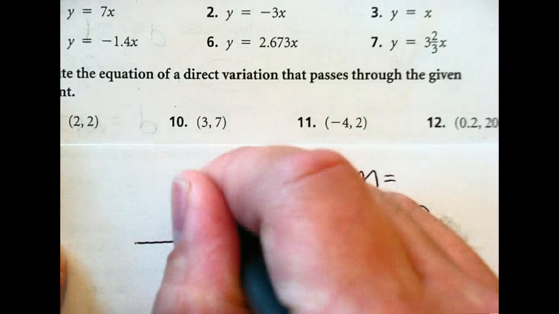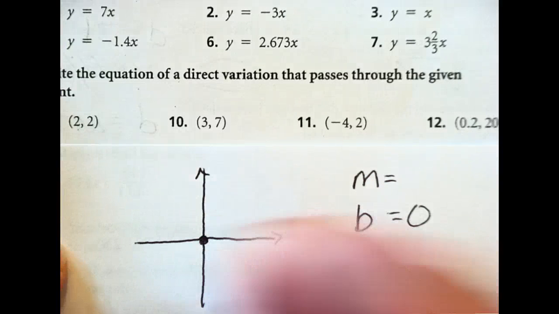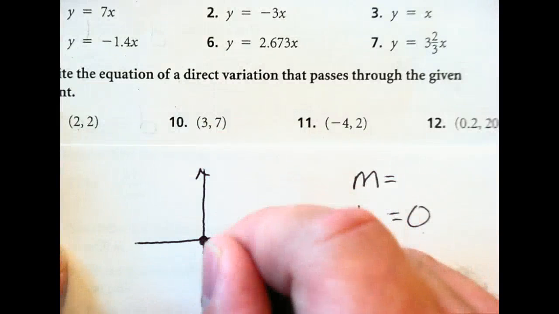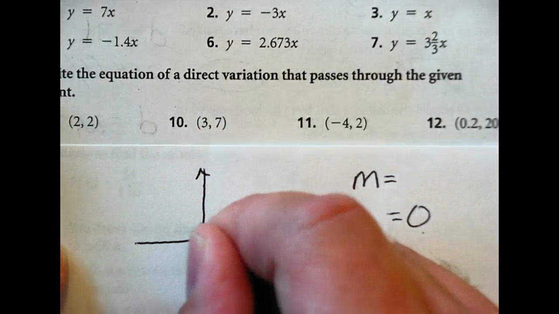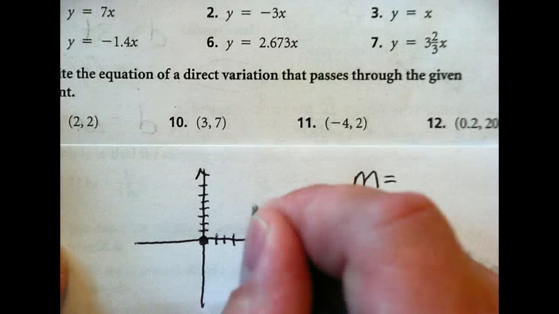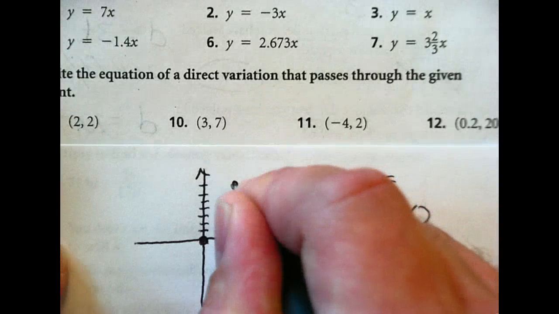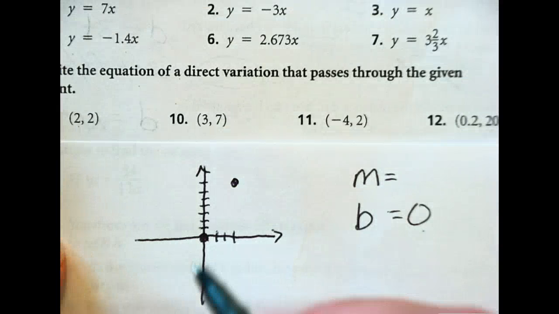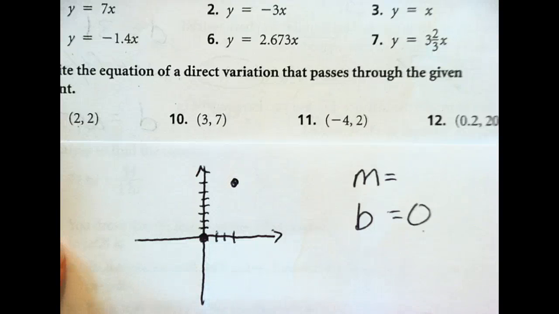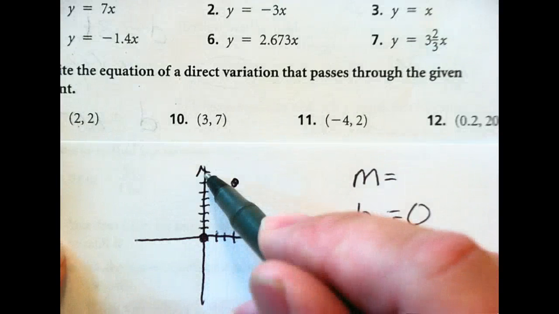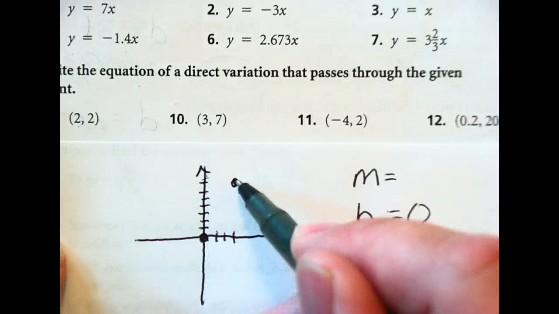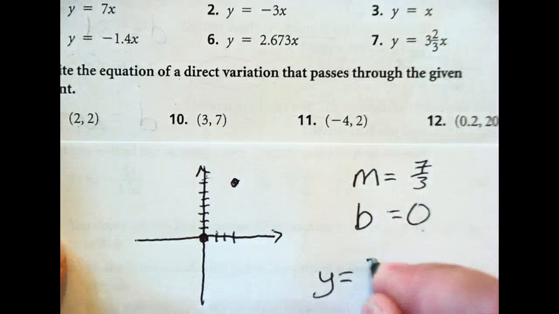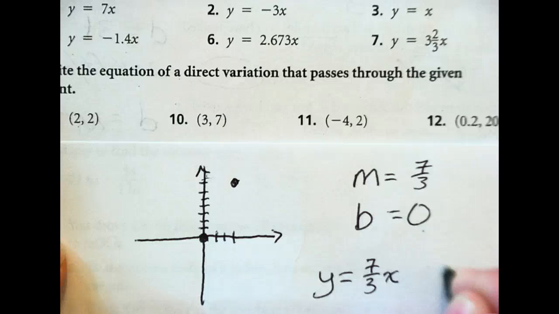Here's number 10. You don't have to plot these, but there's my y-intercept at 0, 0. By definition, direct variation crosses there. X, 1, 2, 3. Y, 4, 5, 6, 7. My next point is right there. What is the slope of that? Craig, what's the slope here? What's my rise and run? 7/3. I go up 7 and over 3. My slope is 7/3. So if I'm writing an equation for the direct variation, it's y equals mx plus b, or plus 0, which is just this.